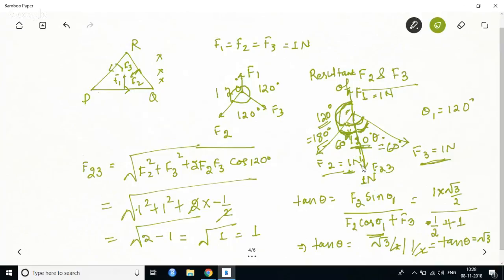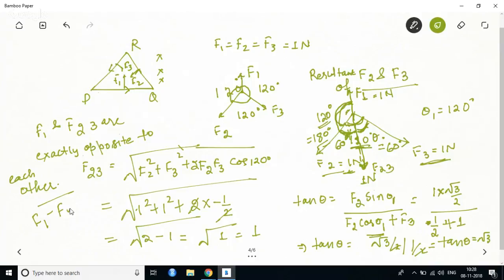They are exactly opposite to each other. Fine. So F1 and F23 are exactly opposite to each other. So hence magnitudes are equal. So F1 minus F23, because they are exactly opposite, would be 0. 1 minus 1 would be equal to 0. So they cancel out.